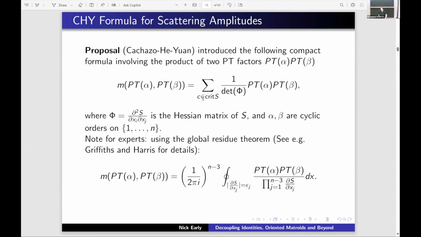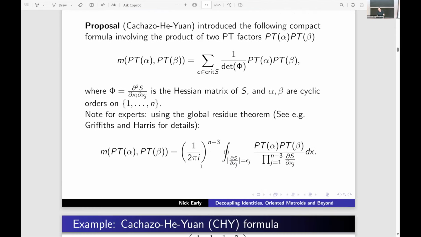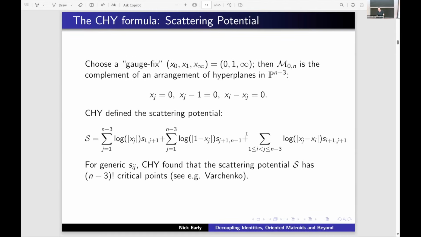And a note for experts: using the global residue theorem, you can see Griffiths and Harris on algebraic geometry, you can rewrite this as a multivariate residue formula, where you take the residue with the product of the partial derivatives of the scattering potential in the denominator. Remind me, what is S? S is the scattering potential.